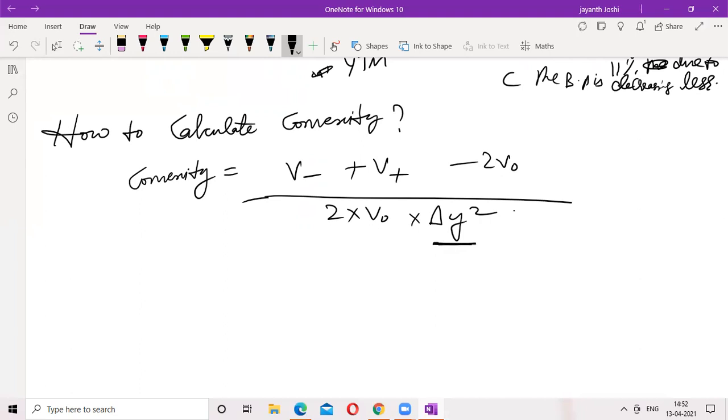Second order derivative. Convexity is a curvature. That's right, second order. Now let's take a point here.